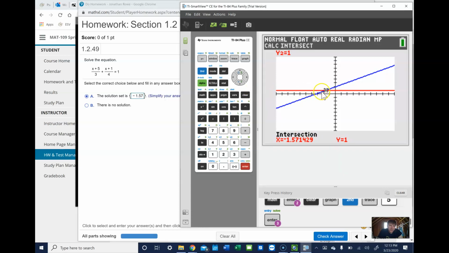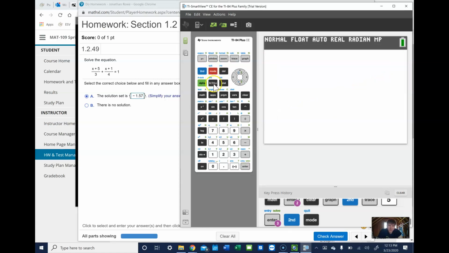Just get out of here, and the way to get back to your normal calculation window is to hit second quit. Here's quit above the mode button. Hit second quit. And if you hit X, for X, it's going to take the last value that it calculated for X, which was that negative 1.57 blah blah blah. So I'm going to convert the answer that is stored right now in X to a fraction.